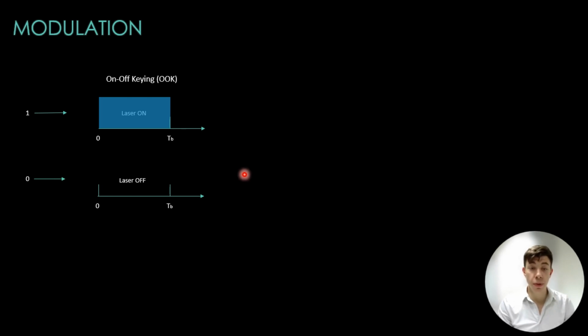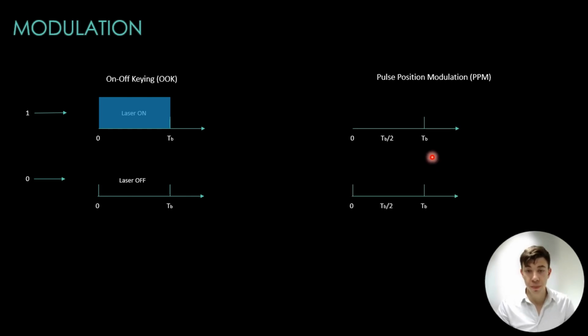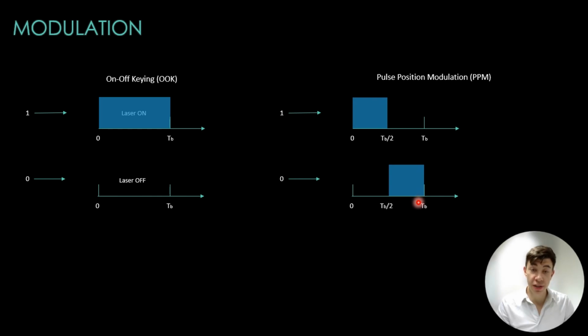We also have pulse position modulation. Pulse position modulation is a more sophisticated technique where information is encoded in the position of an optical pulse within a time frame. The diagram illustrates that for binary input of 1, the pulse is transmitted in the first half of the symbol duration, TS, and for binary input of 0, it's transmitted in the second half. PPM offers better performance in terms of power efficiency and noise immunity compared to OOK, but it requires wider bandwidth.